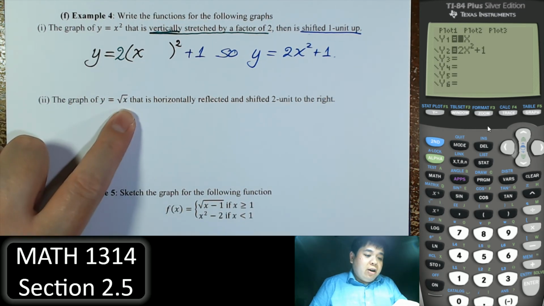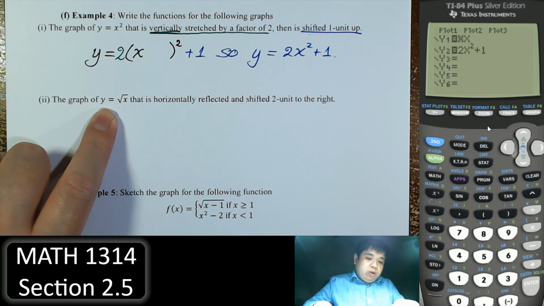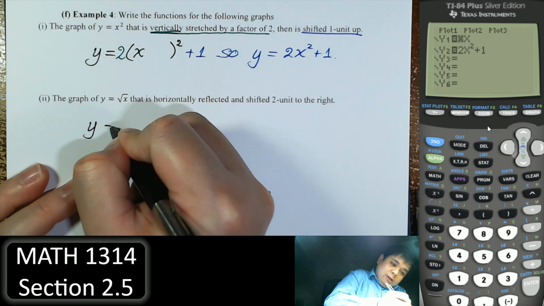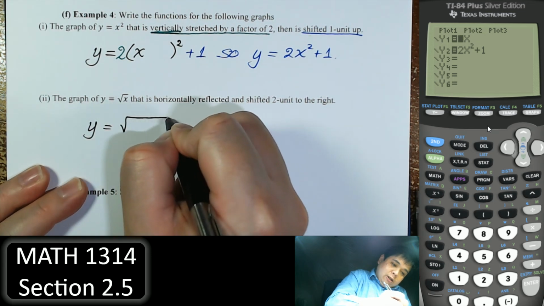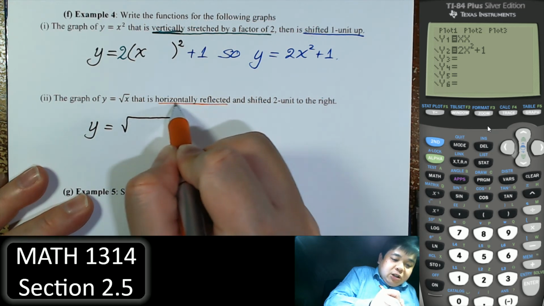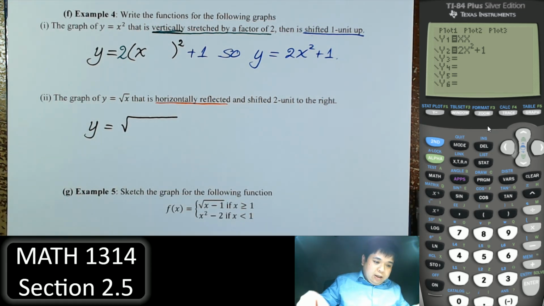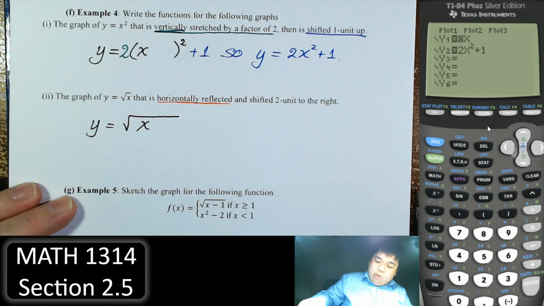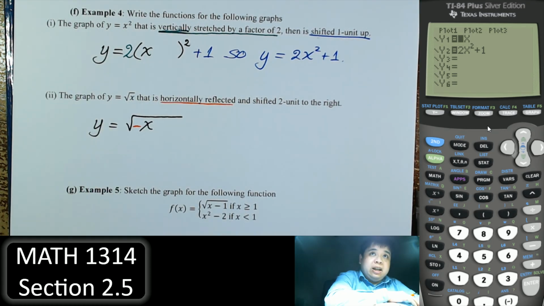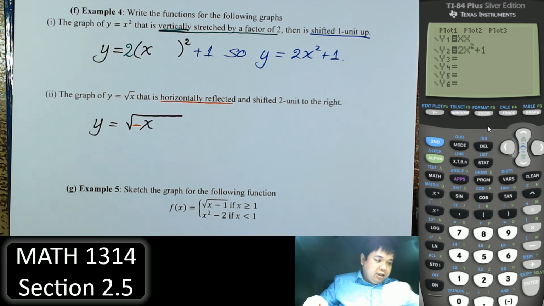So that's what we have. Next, the graph of square root of x. So we have stretch. Horizontally reflect. So we have to throw in the negative to the x, so make it horizontally reflect, and then 2 units to the right.